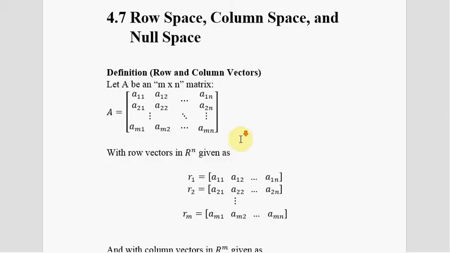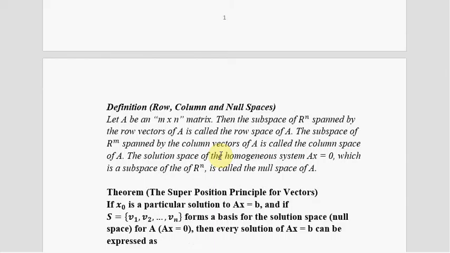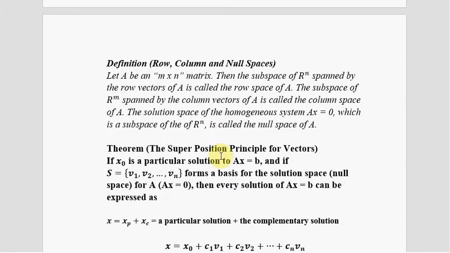And so, by definition, let some matrix A be an m by n matrix. Then the subspace of Rn spanned by the row vectors of A is called the row space of A. And then the subspace of Rm spanned by the column vectors of A is called the column space.